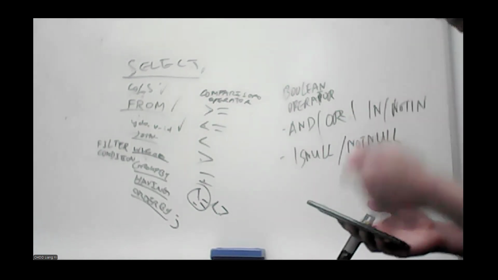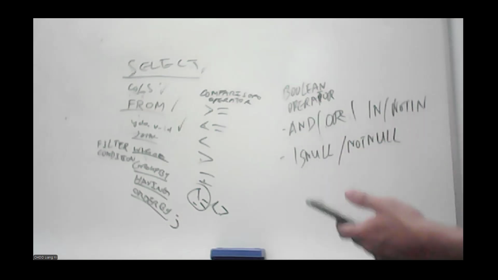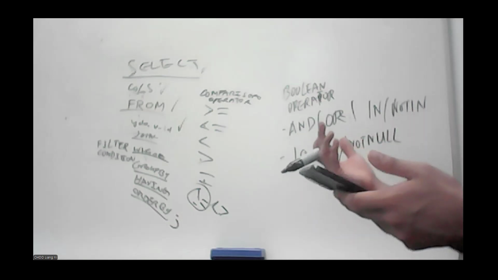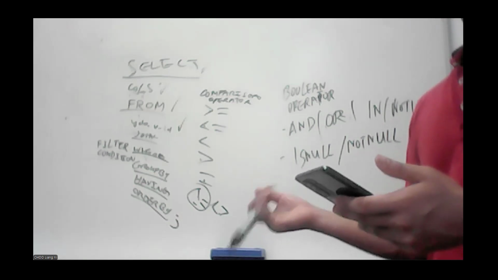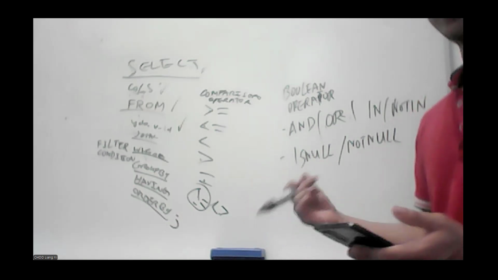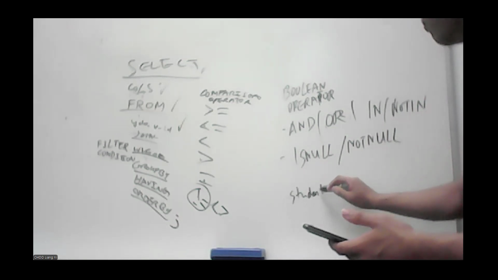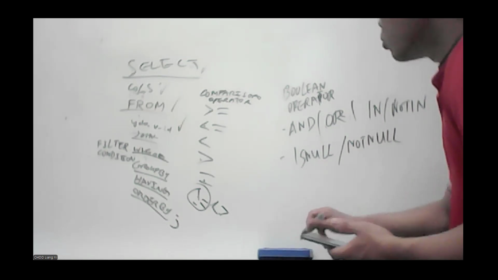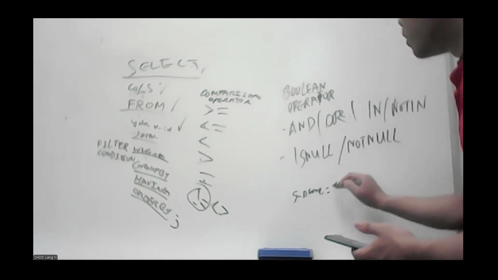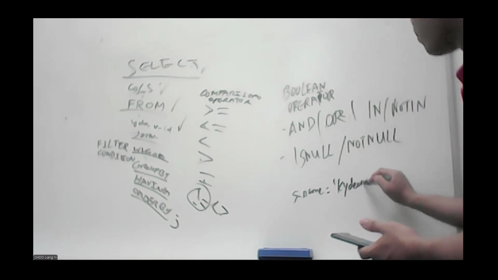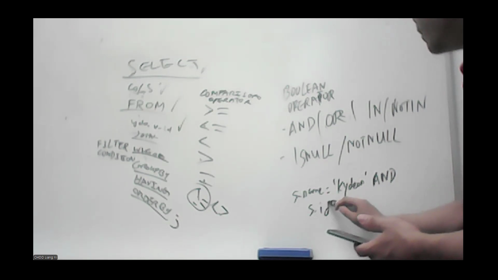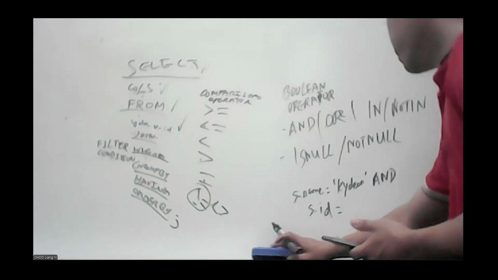Okay, but I just need to say something. And, or: when you want to do different filter conditions at once within a where clause. For example, where student name equals hidden and student.id equals, no, maybe not and, maybe or.